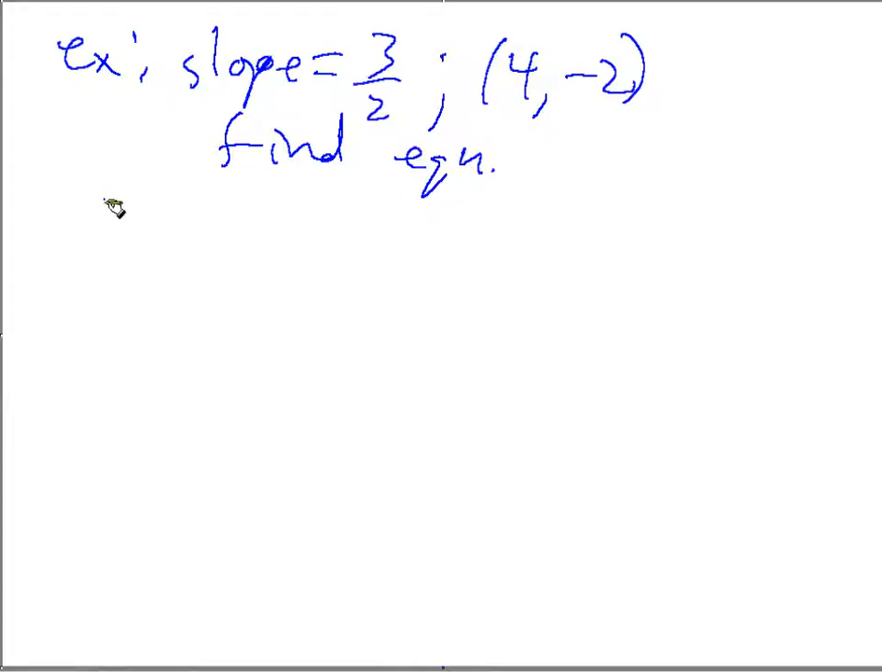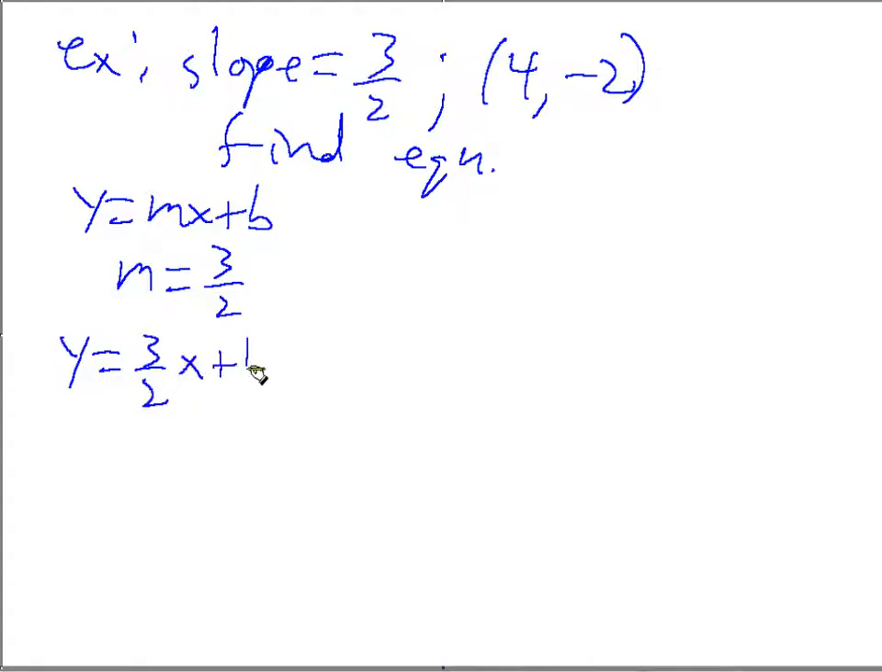Okay, so again, we start off with the y equal to mx plus b equation, all right? And our m is what? 3/2. So let's plug that in. So we get y equal to 3/2 x plus b, all right? Now I'm going to plug in for x and y using this point here. Okay, so 4 for x, negative 2 for y, all right? Let's plug it in and solve for b.